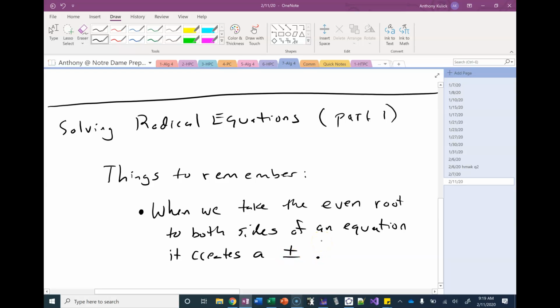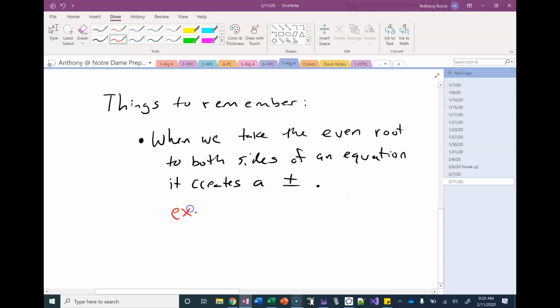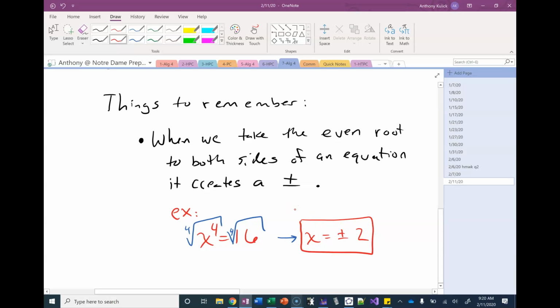So the first thing is that when we take the even root to both sides of an equation, that's going to create a plus or minus. So for example, if I just have something like x to the 4th is equal to 16, to get rid of the 4th power on the x, I can take the 4th root of both sides. But because this is an even root, that's going to create a plus or minus. Okay, so we have to be careful there.